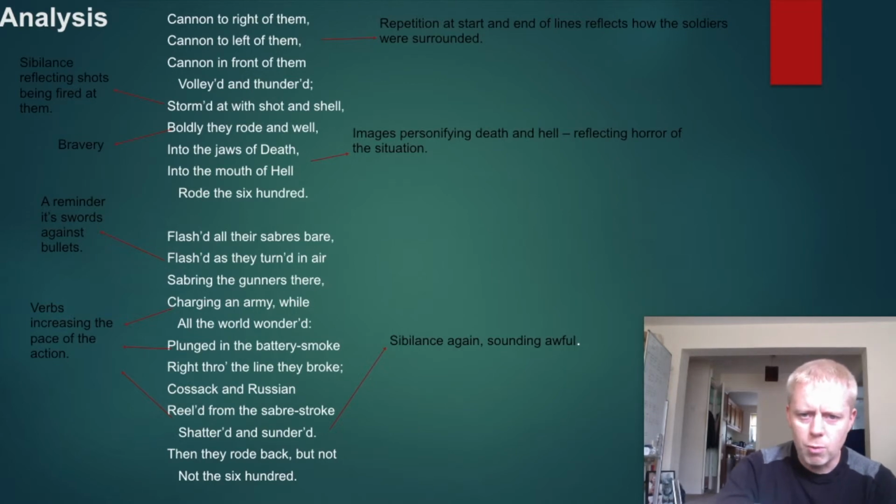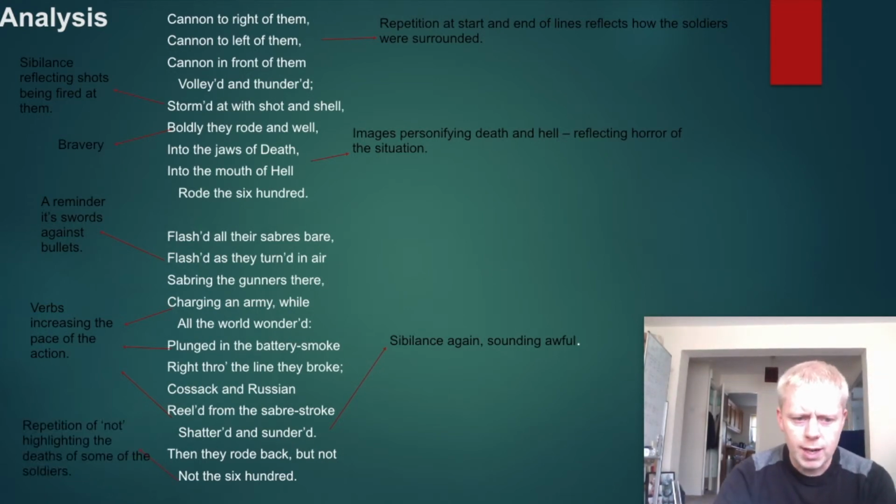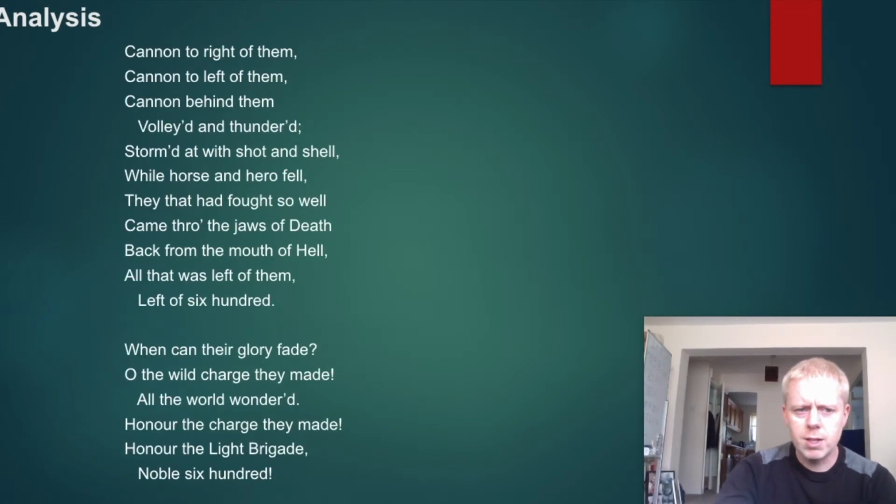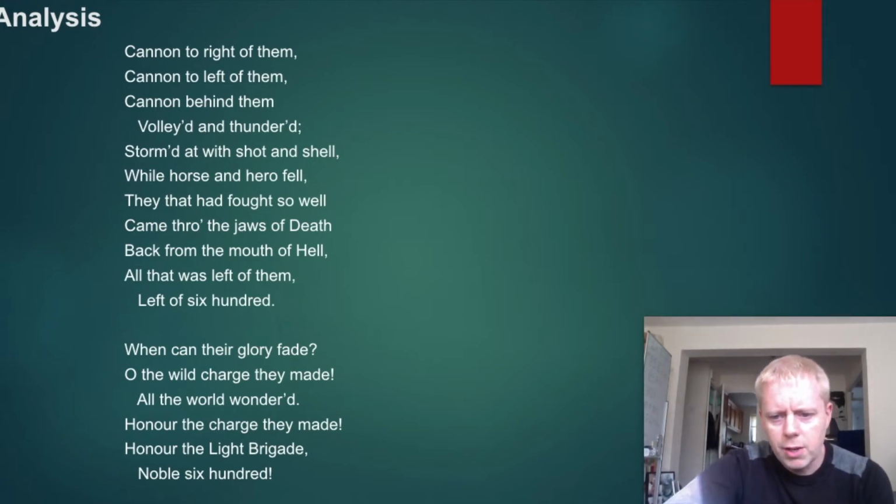So remember, there's some rhyme scheme, there's some rhyming, but it's not regular. Repetition of not, highlighting the deaths of some of the soldiers. And the last two stanzas. Let's see the last line. Left of the 600, noble 600.